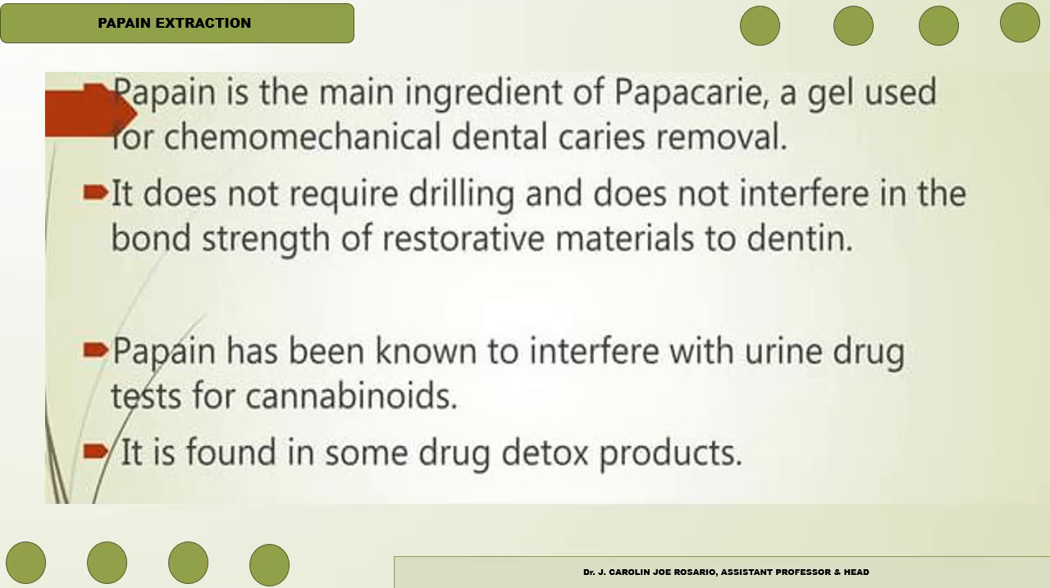Thus, papain is the main ingredient of Papacarie, a gel used for chemomechanical dental caries removal. It does not require drilling and does not interfere with the bond strength of restorative materials to the dentin. Papain has been known to interfere with the urine drug tests for cannabinoids. It is found in some drug detox products.